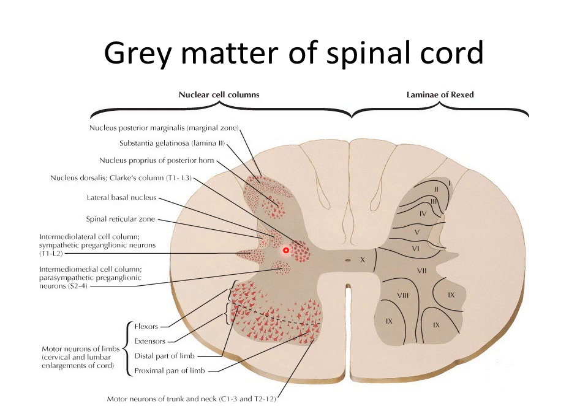A thin layer of cells lying superficial to the substantia gelatinosa constitutes the posteromarginal nucleus, also called the marginal zone. So this is the marginal zone, this is the substantia gelatinosa, this is the nucleus proprius, and these are the nucleus dorsalis or Clark's column.